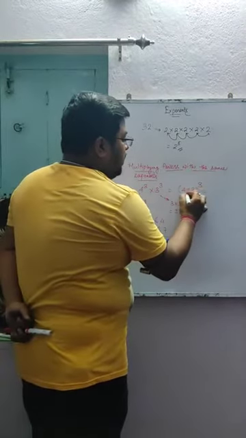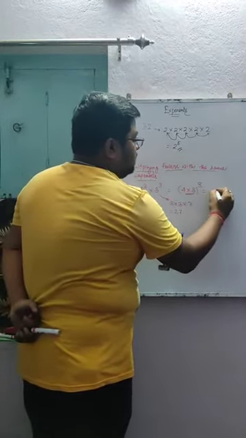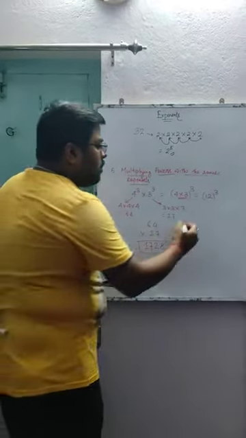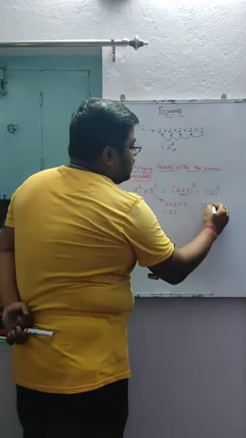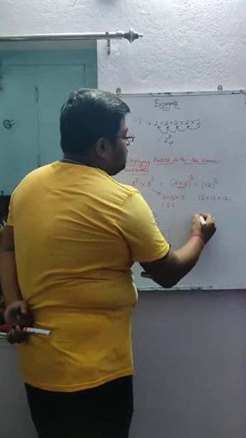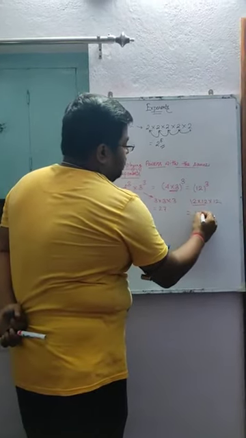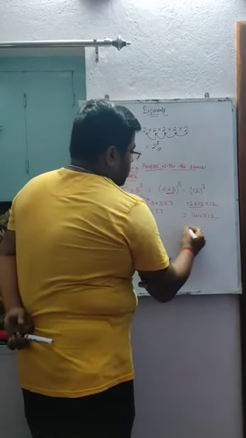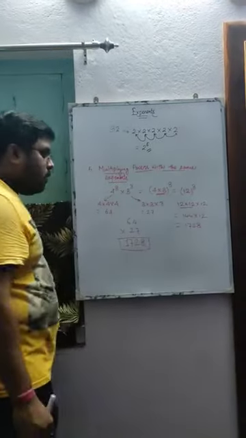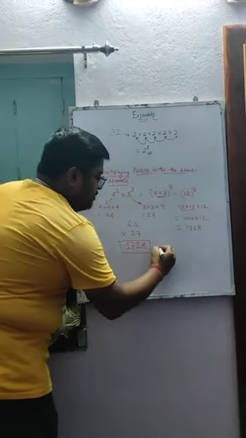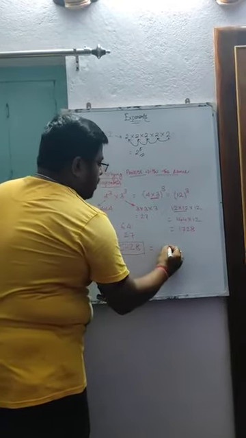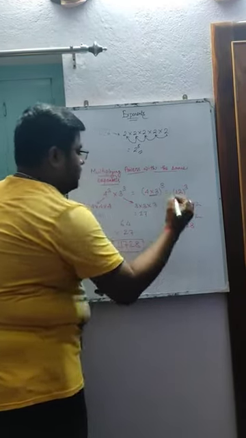Now, what is the value of 4 into 3? It gives 12. 12 raised to 3. Now, if we multiply 12 by 12, three times, 144 into 12 gives us 1728. So, we can write this 1728 in its simple form, that is 12 raised to 3.